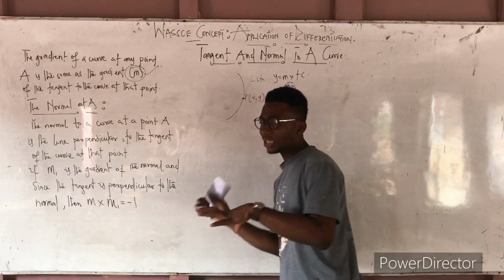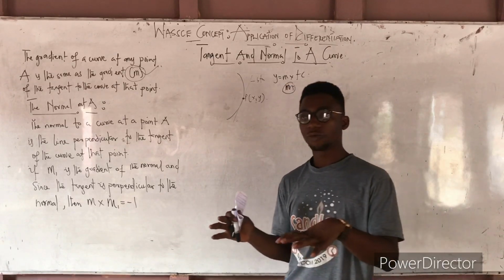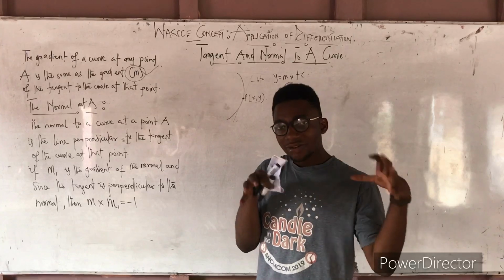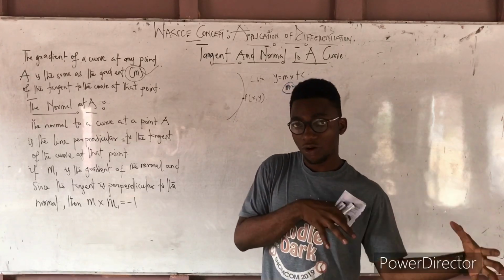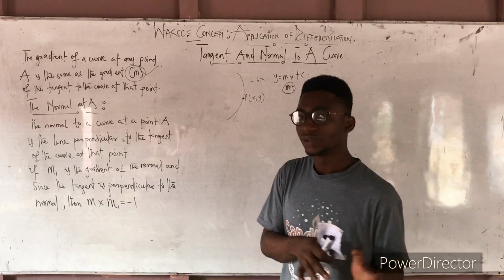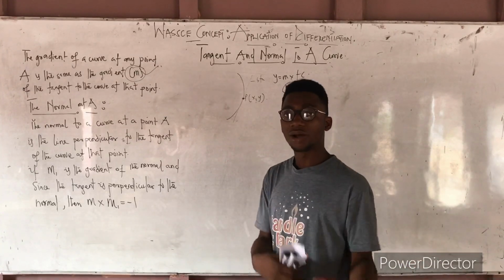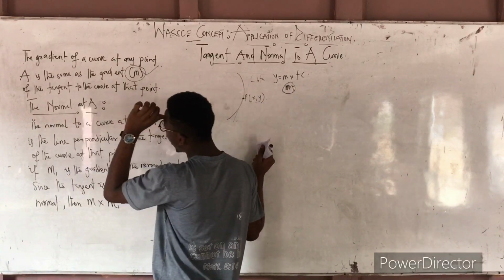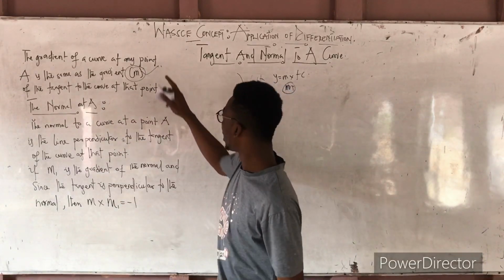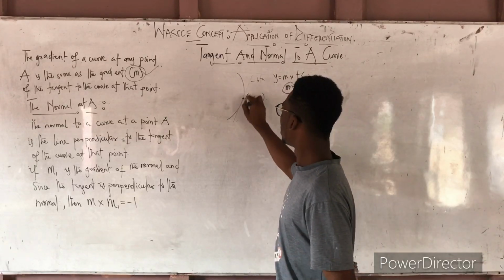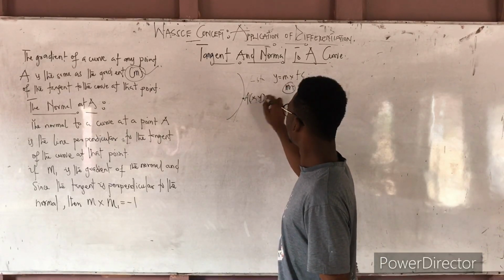So now, anytime you find the gradient of a curve, you know that you have already gotten the gradient of the tangent. But how do you find the gradient of the normal, or specifically, the equation of the normal to the curve? Now, the normal at a point A, which is at the same point. So let's just say this is the point A instead. So the gradient is the same as m.